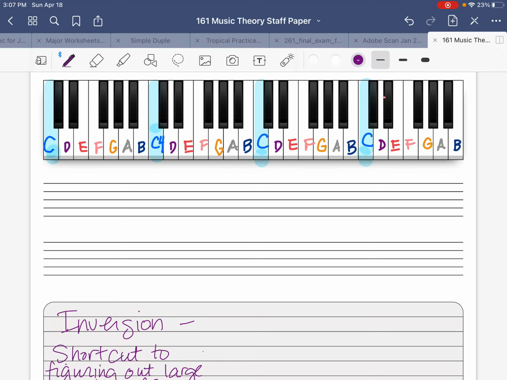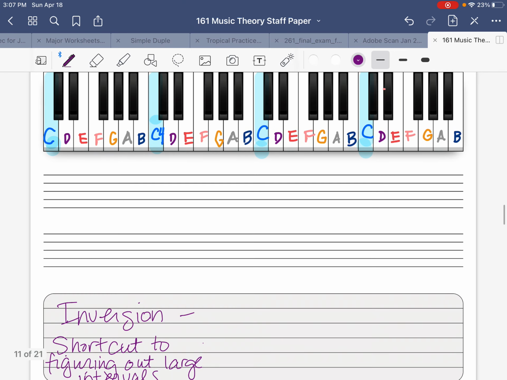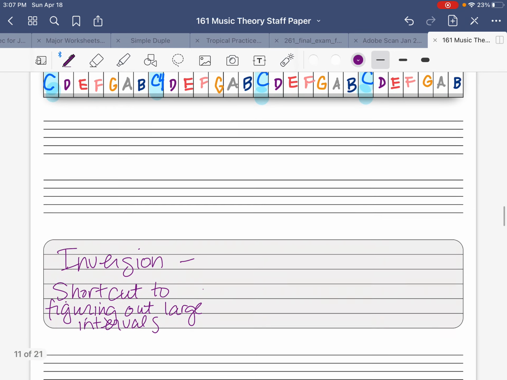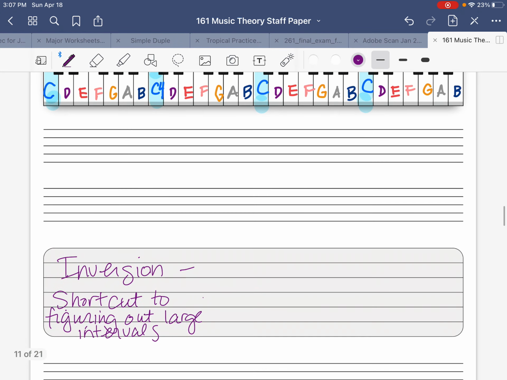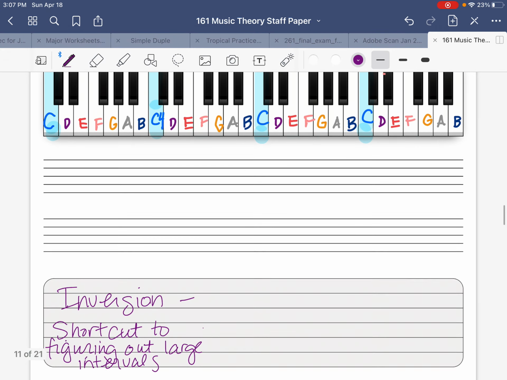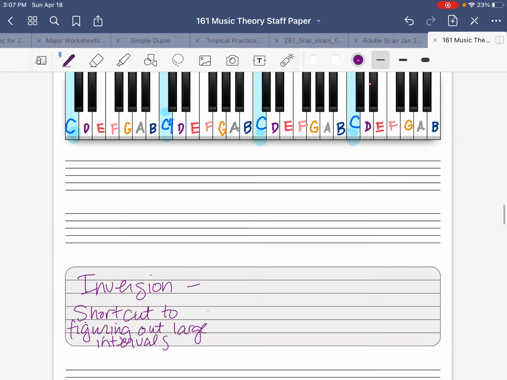Hello everybody, this is lesson 3 on intervals, and in this lesson I want to talk about inversions. An inversion really is going to be your strategy to figure out large intervals. So it's really going to be helpful. It's a shortcut for figuring out large intervals.